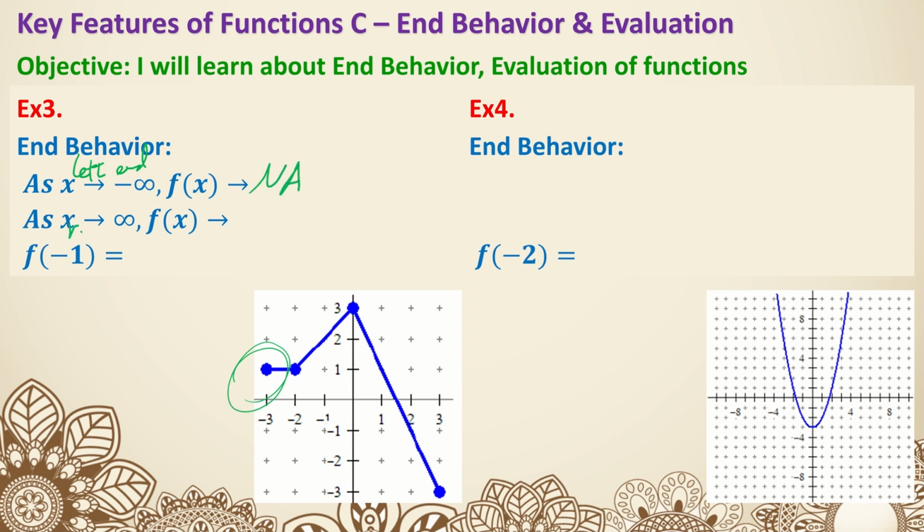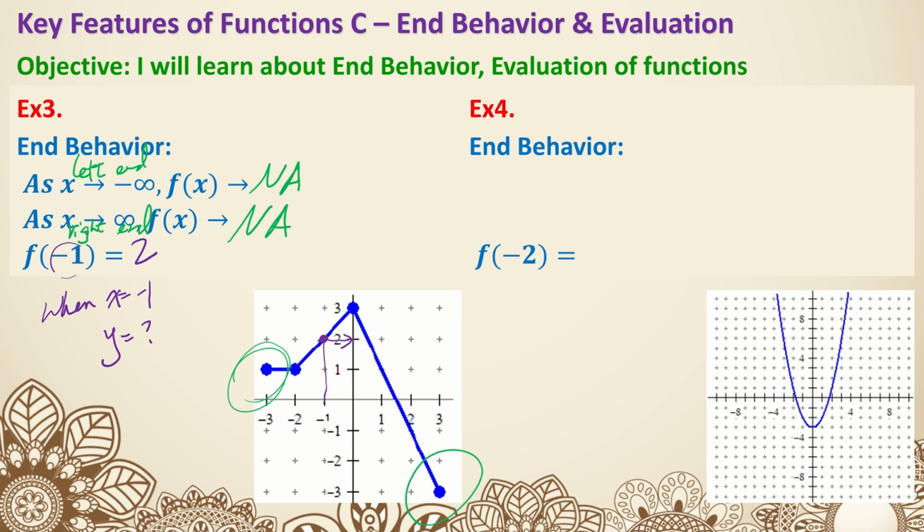And the right end is when we look at positive infinity. Well, same thing. On the right end, what's happening with my graph is a dot. So it doesn't go on forever to the right. So the end behavior is also NA. Next, f of -1, which again means when x equals -1, what is happening with my y? -1 is right here. This is the point on the graph. The y value for that point is at 2. So f of -1 is 2.